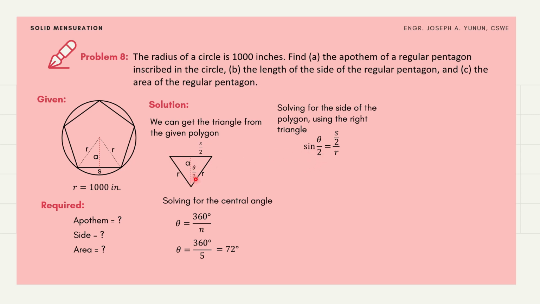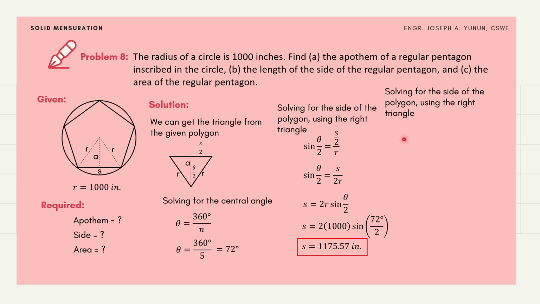I have used a sine function. You are solving for the side, which is the opposite. So sine theta all over 2 is equivalent to opposite, which is s all over 2, all over r, which is the hypotenuse, based on the right triangle. Simplifying that, you get s equals 2r sine theta all over 2. So r is 1000 and theta is 72 degrees. So you get 1175.57 inches for the side of the polygon. So we have solved one of the unknowns here.